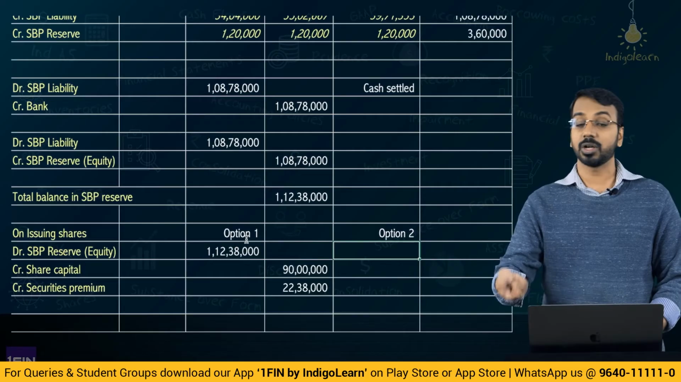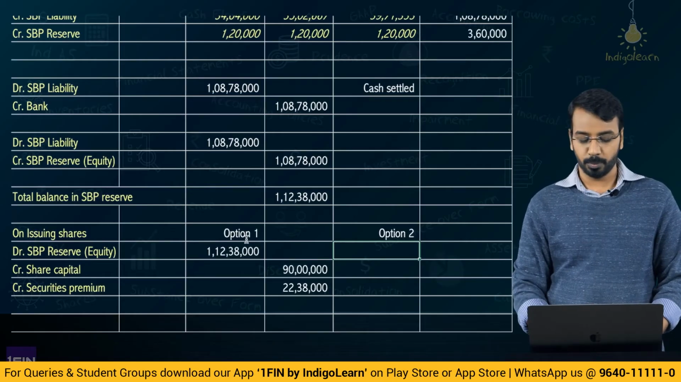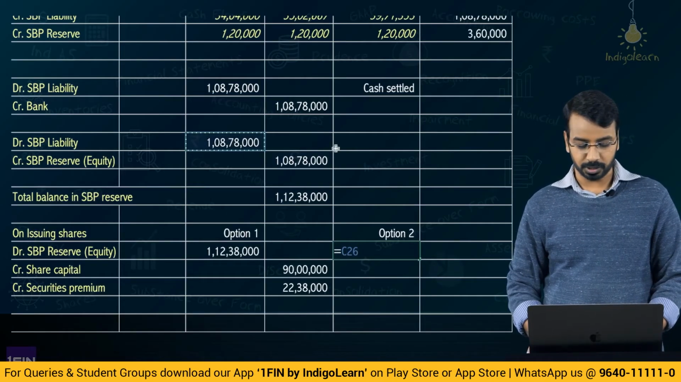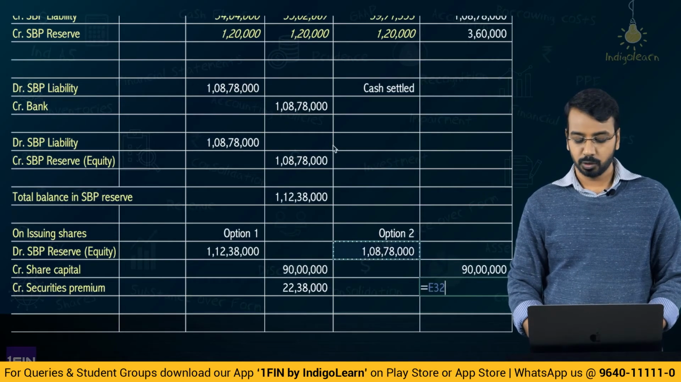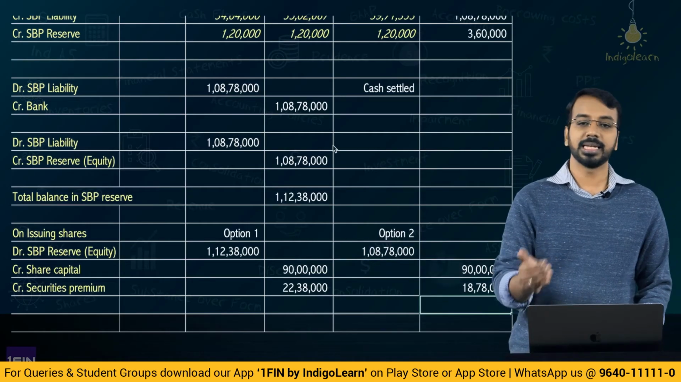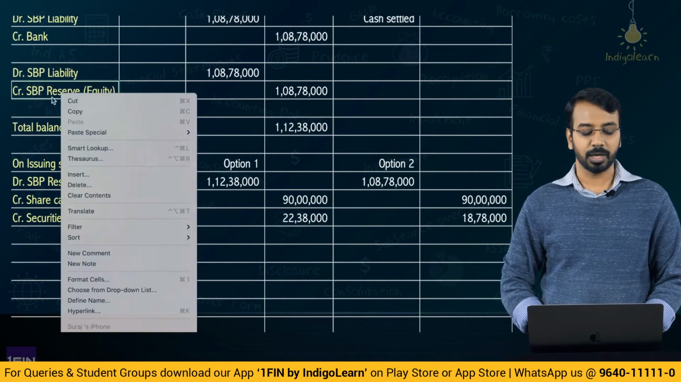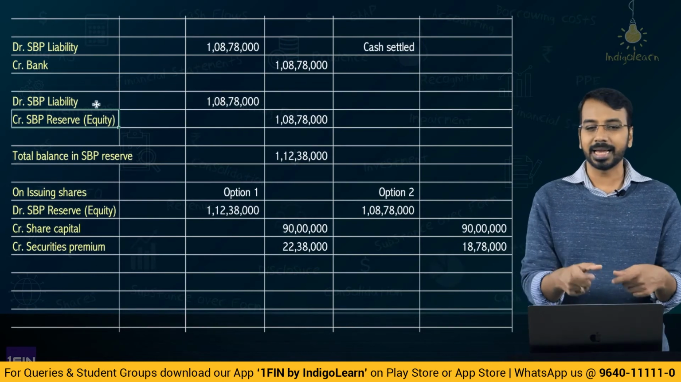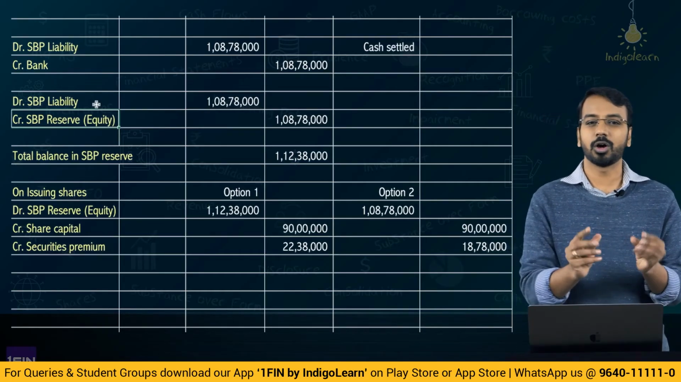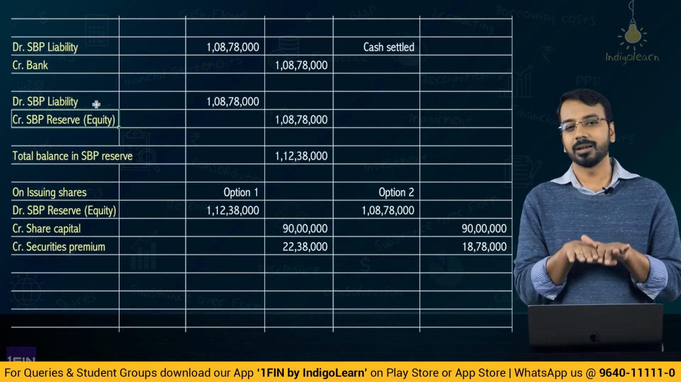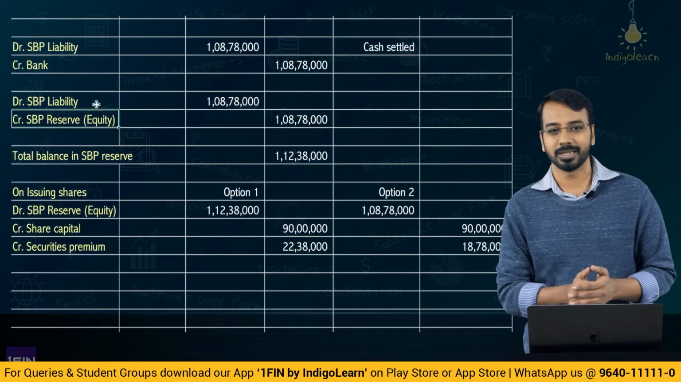What you can do under option 2 is consider only the liability part which you have transferred to equity, considering that as the value against which you are issuing shares. So basically 1 crore 8,78,000 against which you are issuing shares worth 90 lakhs face value, and the difference goes to your securities premium, which is 18,78,000. Now if you follow option 2, then whatever balance is left out in reserve, you can carry it as SBP reserve or you can transfer that to retained earnings. It is not very clear which method or process is to be followed. Neither does Ind AS give absolute clarity, nor have I got clarity by referring to other technical guides and guidance notes in this matter.